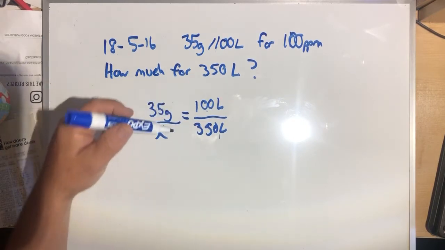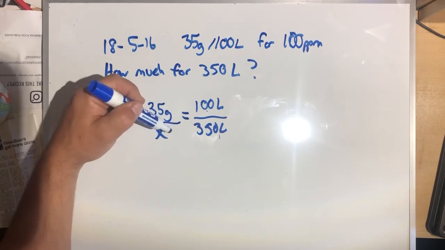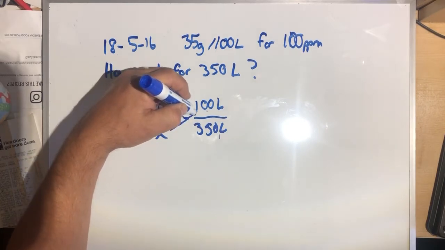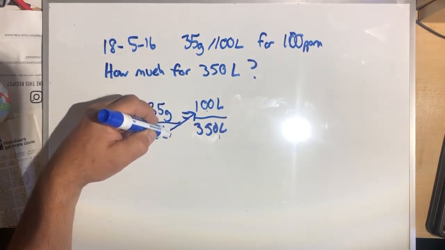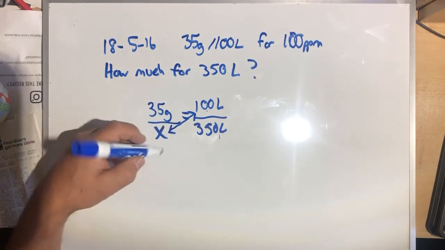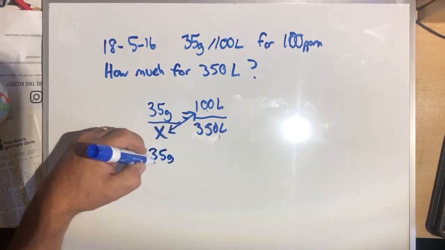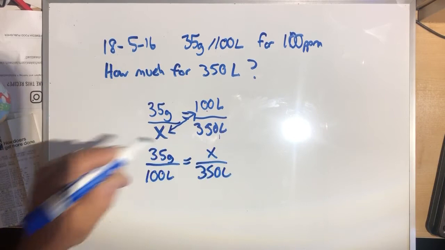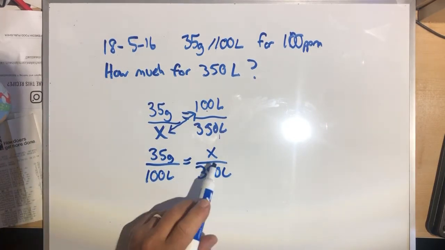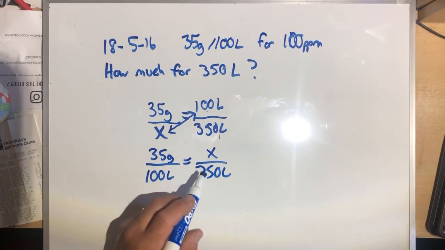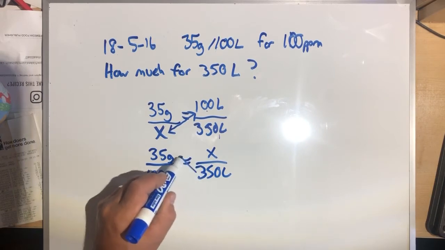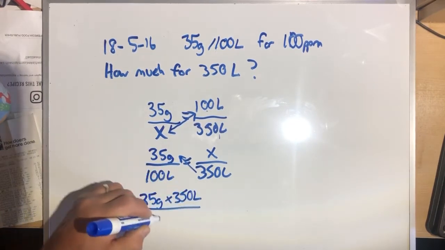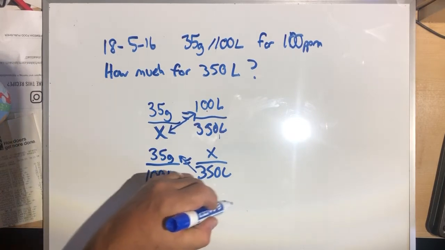So what we can do here is we can move the x, but wherever we move it, we have to swap, right? So if I want to move the x up here, we have to swap the 100 down there. So it looks like this: 35 grams over 100 liters equals x over 350 liters. Okay, now we want to have x by itself. So we can multiply up over here. So 35 grams times 350 liters divided by 100 liters equals x.